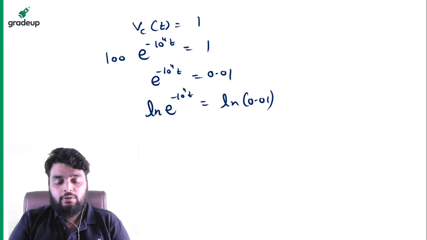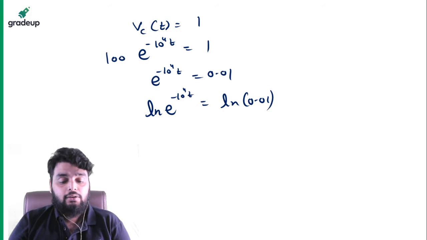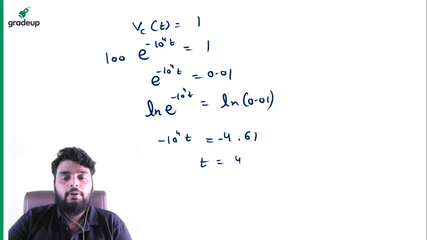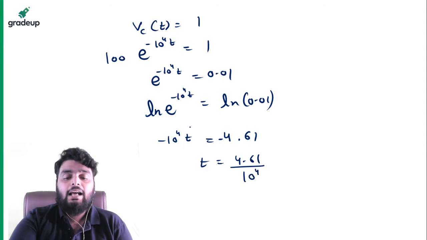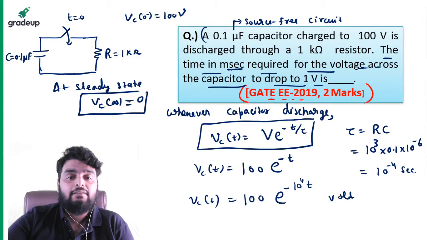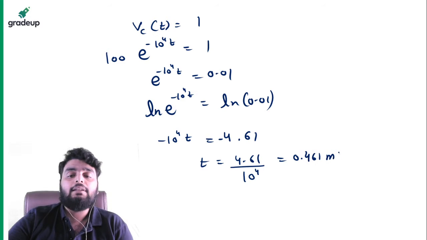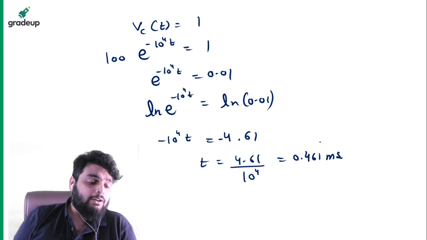Let me calculate very quickly. What is ln of 0.01? It comes out to be minus 4.61. Okay, now time comes out to be 4.61 divided by 10 raised to power 4. Now they are asking the time must be in millisecond. So for the millisecond, it comes out to be 0.461 millisecond. Simple question.